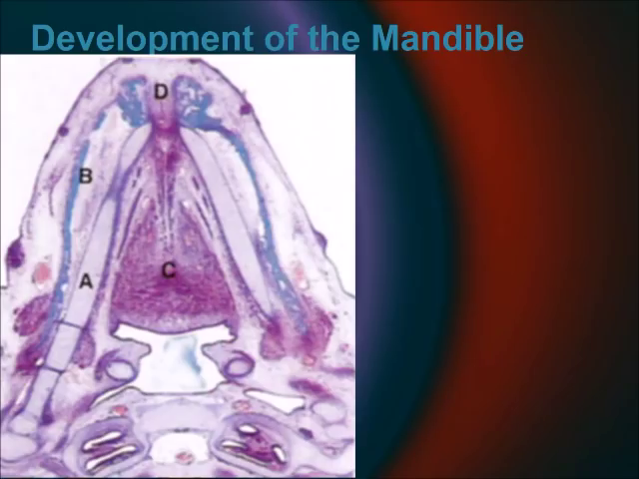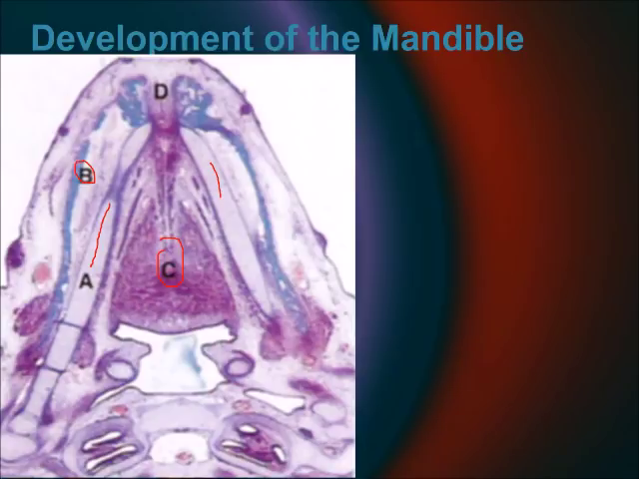This is a transverse section. I can identify Meckel's cartilage. C is the tongue. B is bone. Bone is formed lateral to Meckel's cartilage as intramembranous ossification. As the amount of bone deposited increases, the Meckel's cartilage becomes smaller and reduced in size till it disappears.